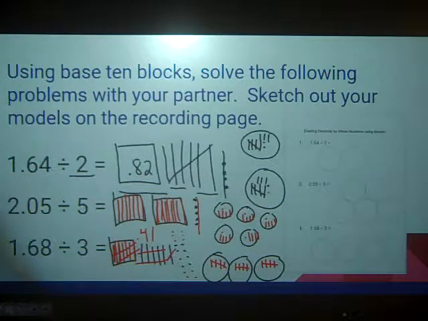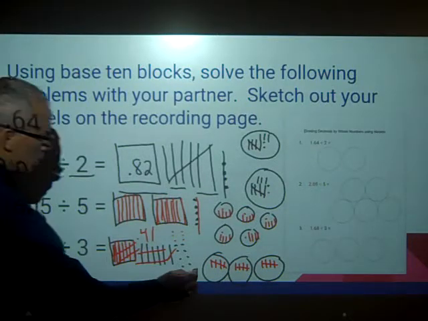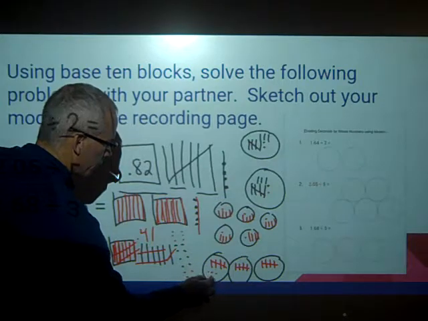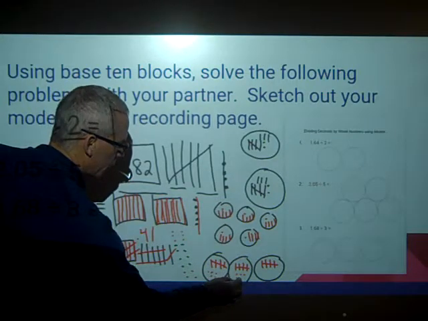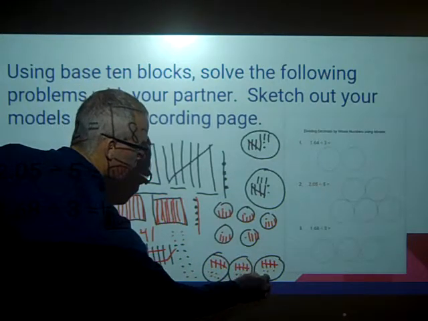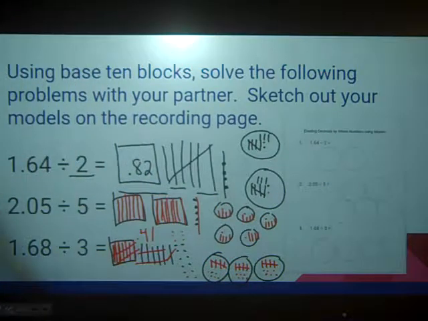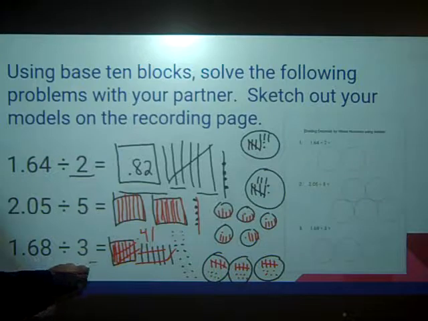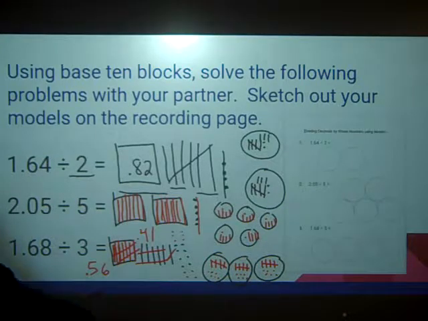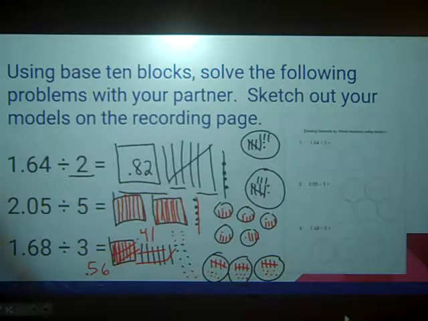What is 18 divided by 3? 6. So each one will get 6. How many in each circle? 56 hundredths. Good job. Each cake, right? Yes. Okay? Just gotta be careful about how you trade.